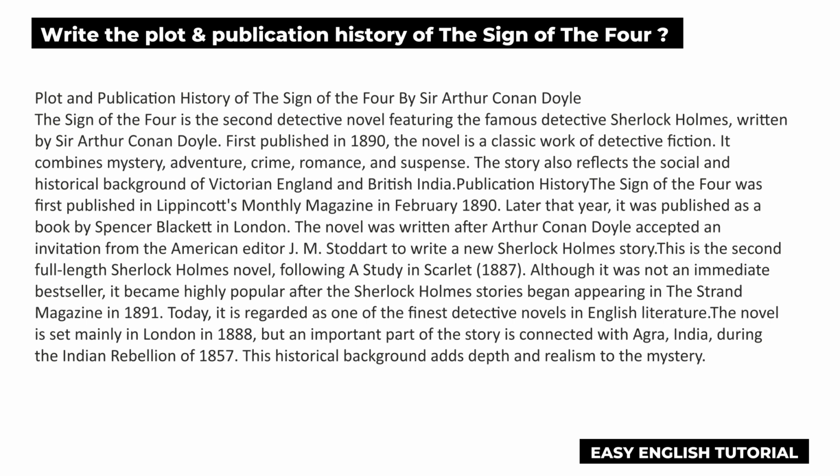Publication history. The Sign of the Four was first published in Lippincott's Monthly Magazine in February 1890. Later that year, it was published as a book by Spencer Blackett in London. The novel was written after Arthur Conan Doyle accepted an invitation from the American editor J.M. Stoddart to write a new Sherlock Holmes story. This is the second full-length Sherlock Holmes novel, following A Study in Scarlet, 1887.